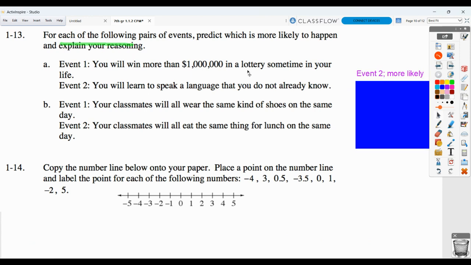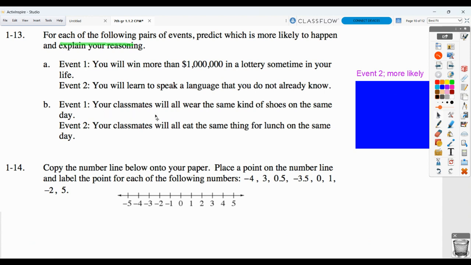So you would probably say, okay, the chance of winning $1 million in a lottery is incredibly rare. The chance of learning to speak a language we don't know is much more likely because we offer these different classes that allow you to learn to speak a language you may not already know.